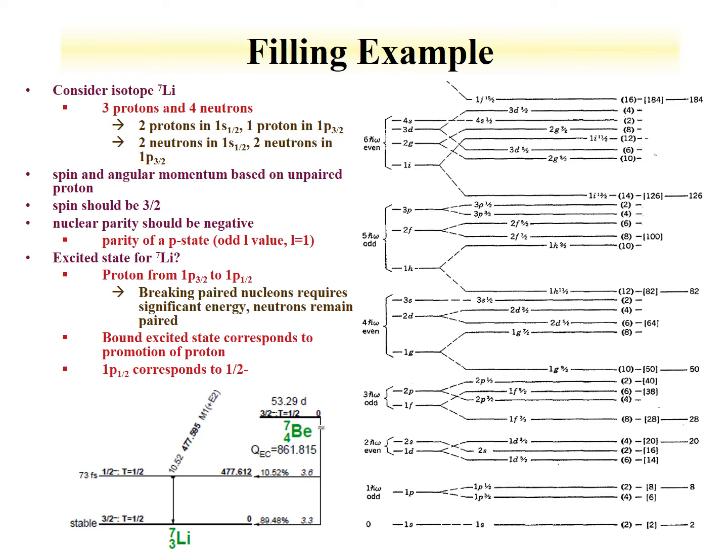We would expect the excited state of lithium-7 to have a spin and parity based upon the 1p1/2. So the spin would be 1/2. The parity is based upon the angular momentum p. It's an odd L, so it should be negative parity. We would predict that it would be 1/2 minus, and that is what we see. The excited state is 1/2 minus, and it correlates with the shell model.